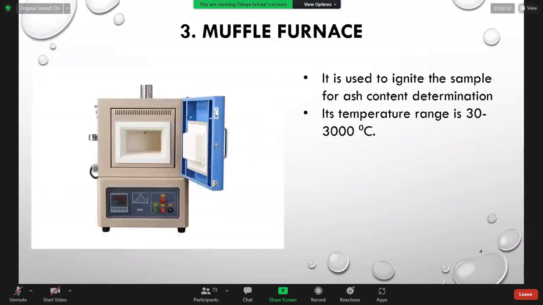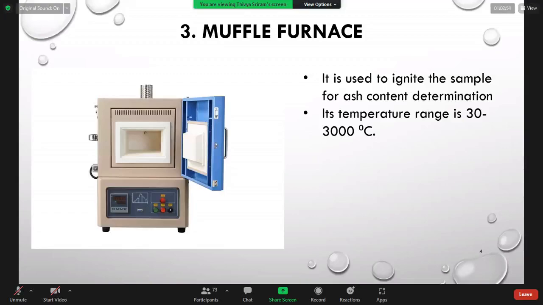Okay. Now we will see about the muffle furnace. Here we can use food samples, or else we can use soil samples. If we want to get the ash content of the particular sample, we have to set the time as well as the temperature for the muffle furnace. After that, we can place the sample inside the crucible. You have already studied the crucible in glassware as well.